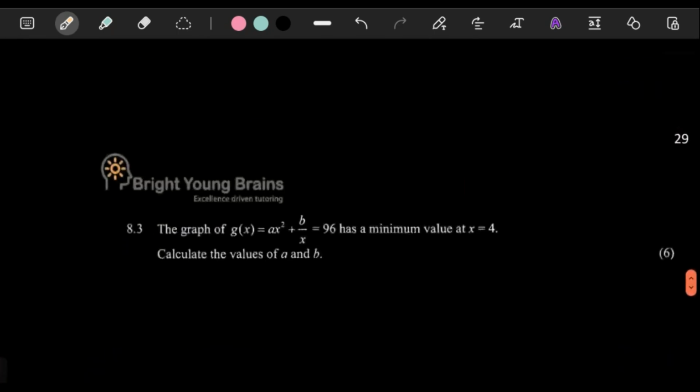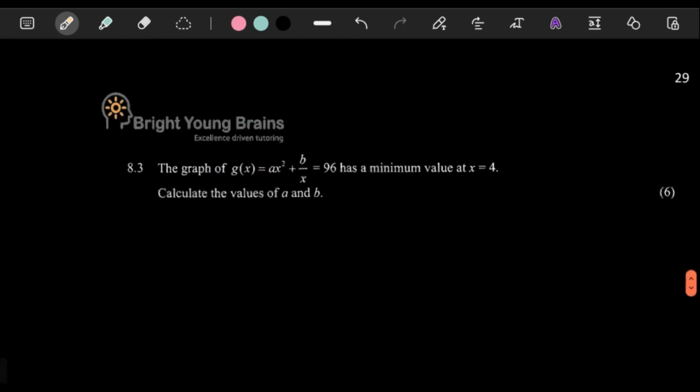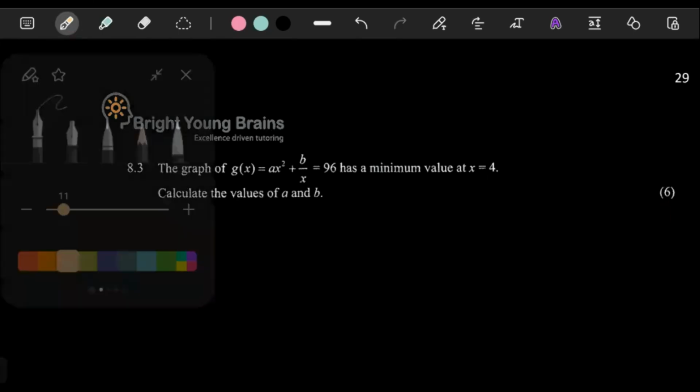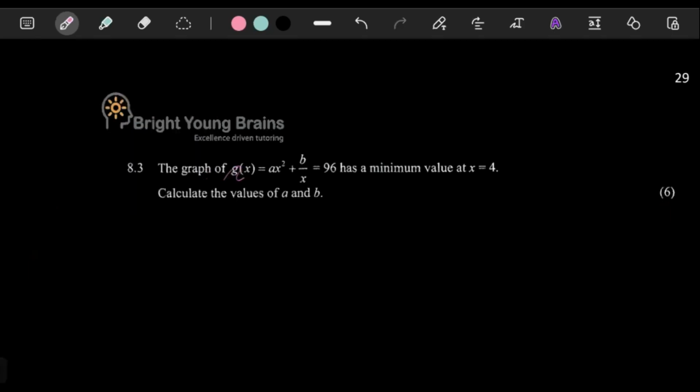The next one, it says the graph of this. Is 8.2, so 8.3 is the next one. It says the graph of G is equal to whatever it is equal to. So the graph of G is equal to this.